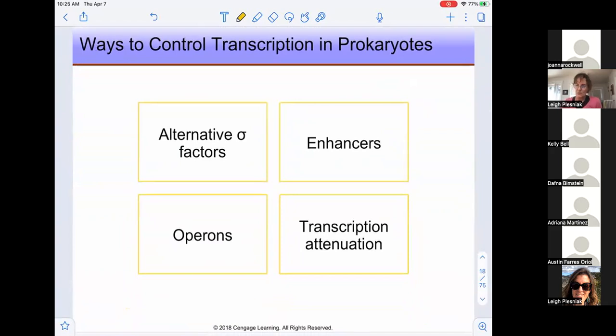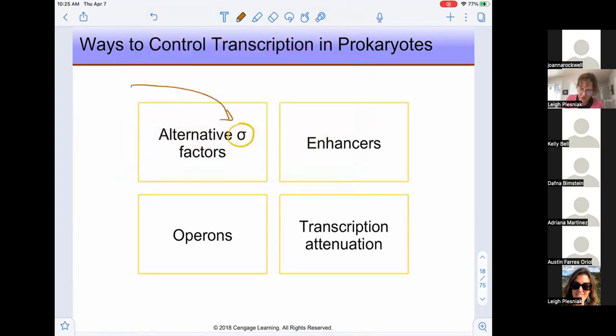Okay, so there's a lot of ways to control transcription in eukaryotes, and even more in prokaryotes, and even more in eukaryotes, you can imagine. One of the simplest ways is there are alternative sigma factors.